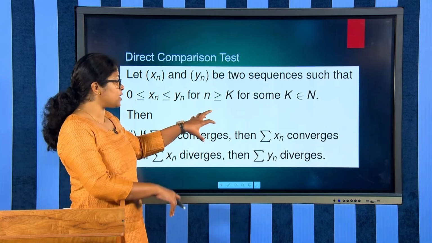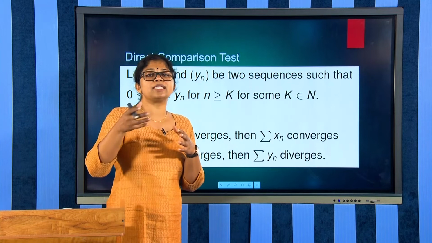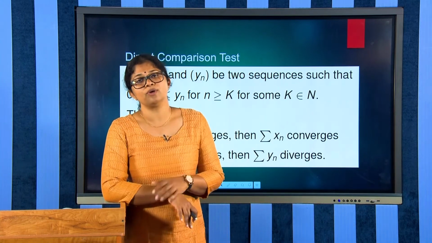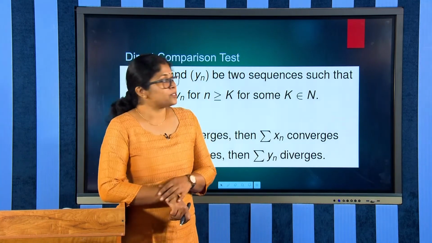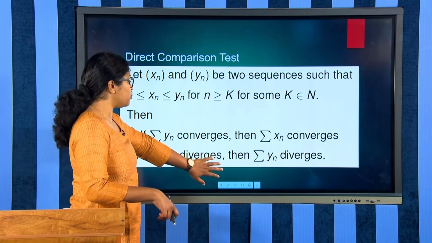So, if the larger series converges, the smaller series also converges. If the smaller series diverges, the larger one also diverges. So, I am leaving the proof as an exercise to you. You can look at the proof in the textbook.